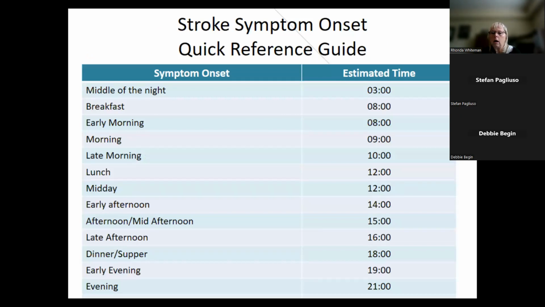Again, you are all aware of this quick reference guide that talks about what to do if there's no time indicated, or if it says early morning. What does that mean?